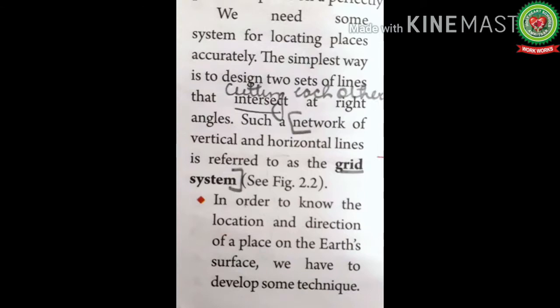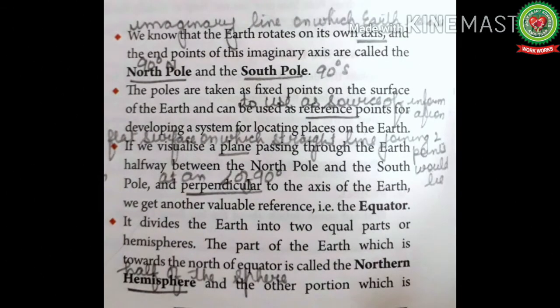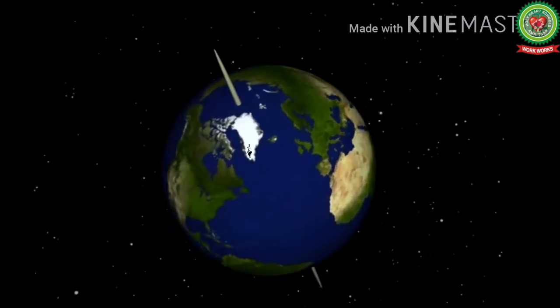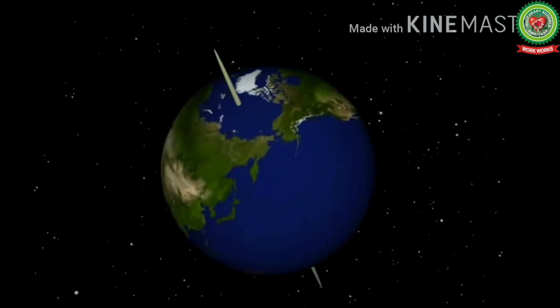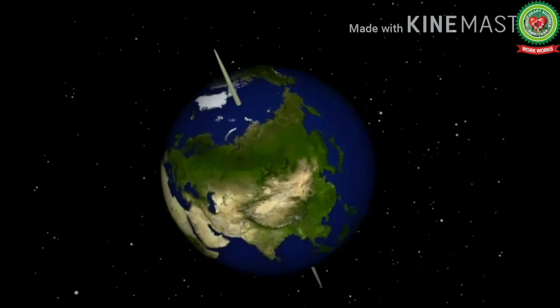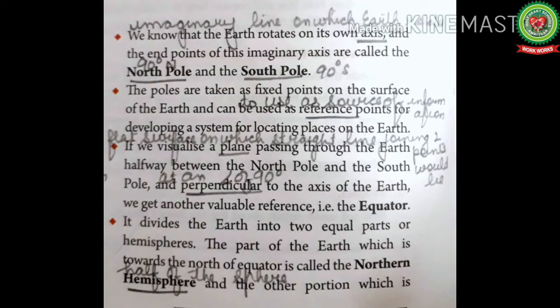In order to know the location and direction of the place on Earth's surface, we have to develop some technique. We know that Earth rotates on its own axis. Axis is an imaginary line on which Earth rotates, and the endpoints of this imaginary axis are called North Pole and South Pole. That is 90° north and 90° south. The poles are taken as fixed points on the surface of the Earth and can be used as reference.